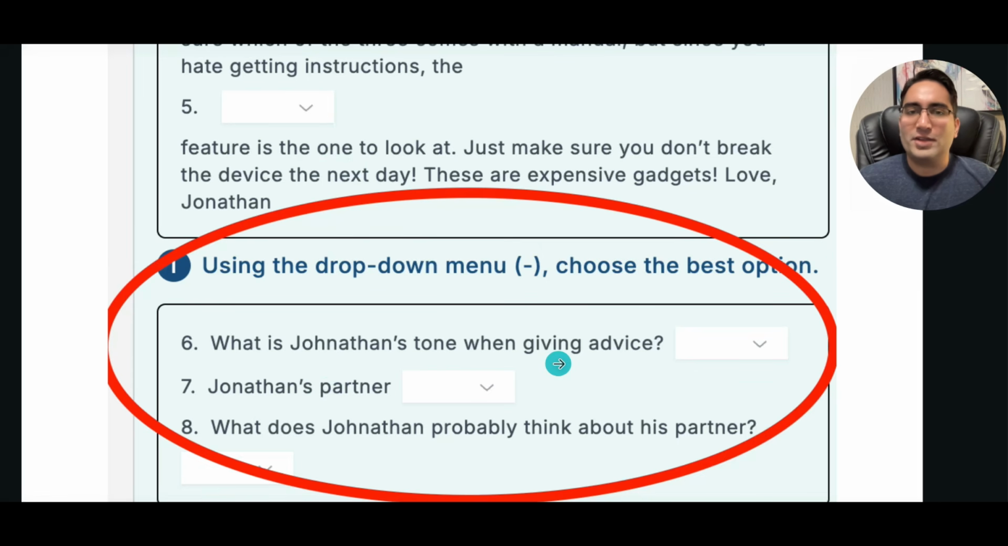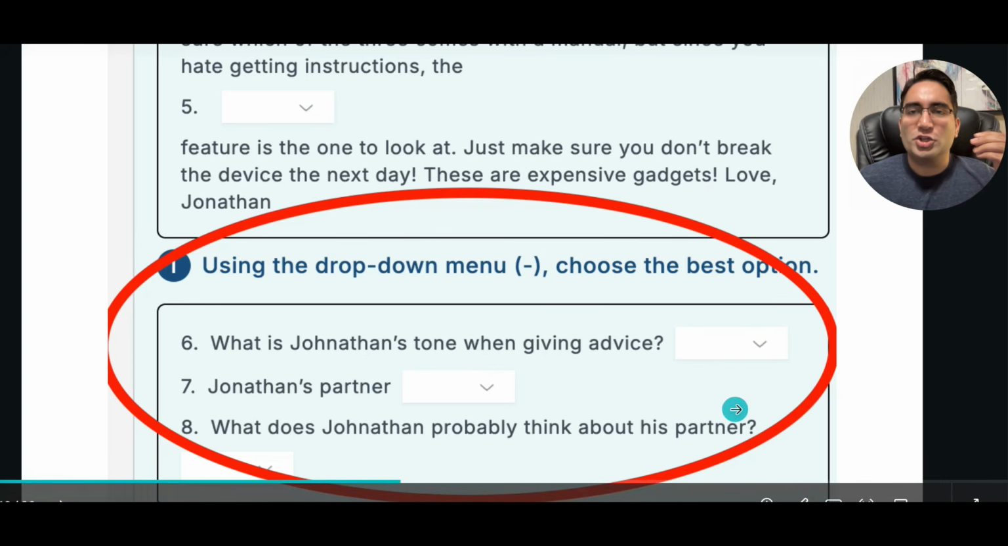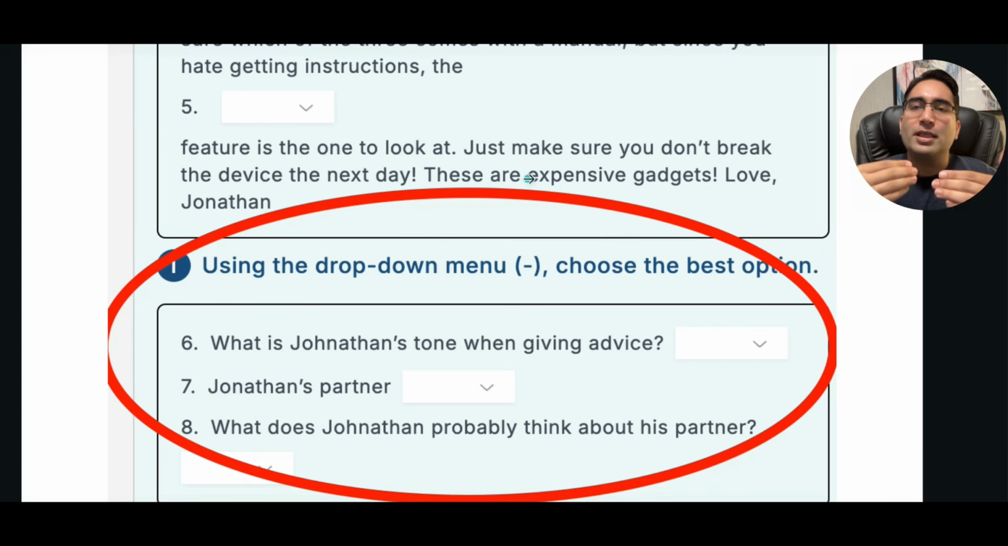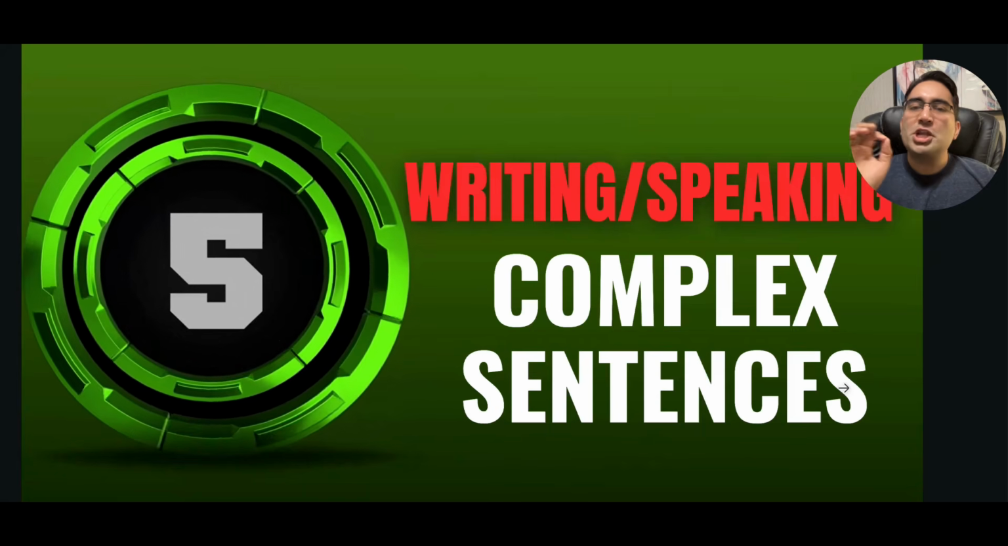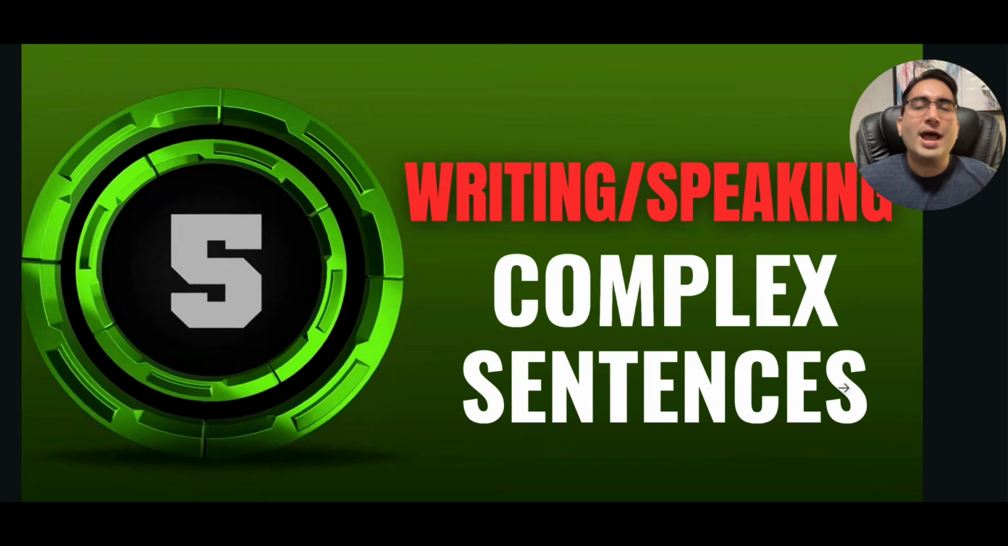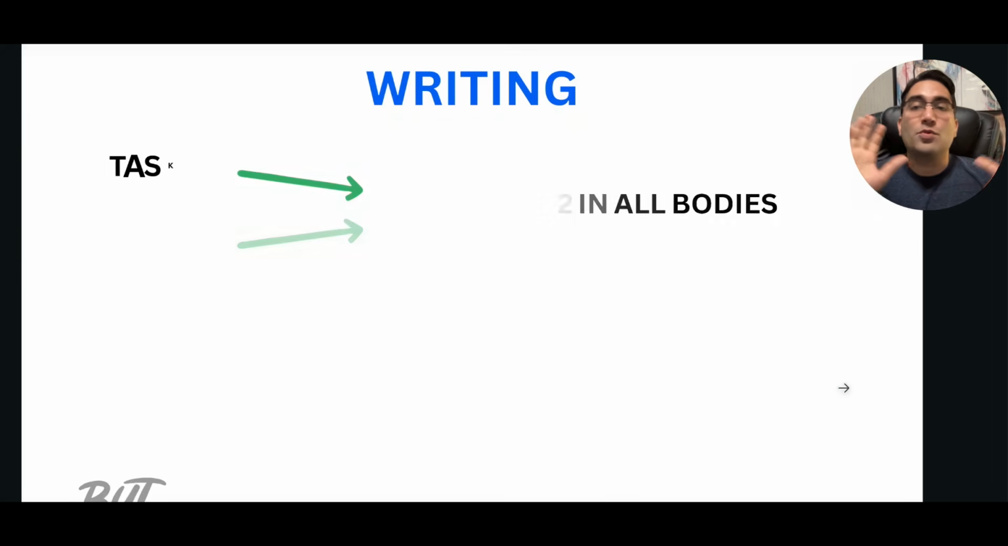Jonathan's tone when giving advice. Jonathan's partner. What was their relationship like? Here, the cheat code is you're not looking at the picture for the most part. You're understanding the relationship and how the people were interacting in the last section. Remember that.